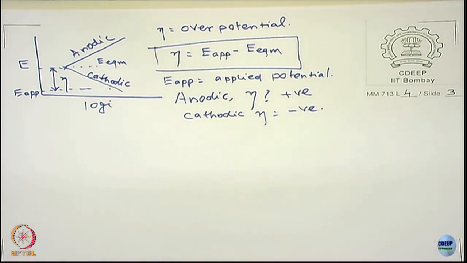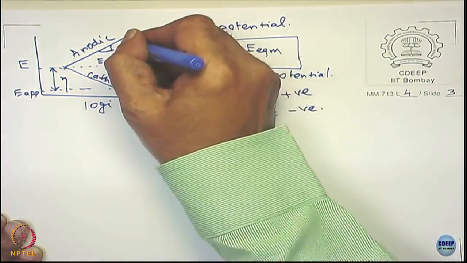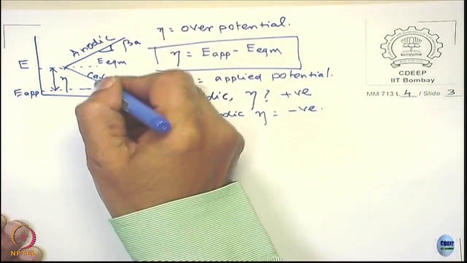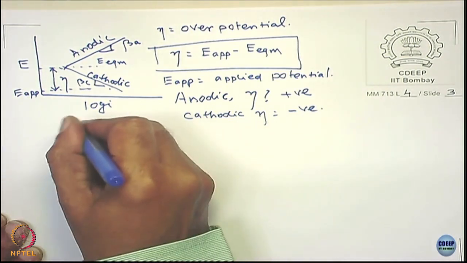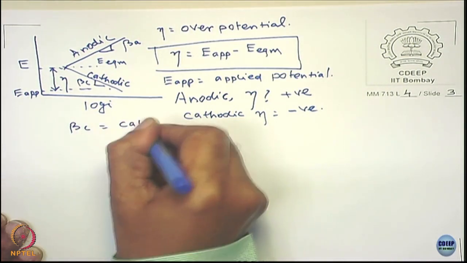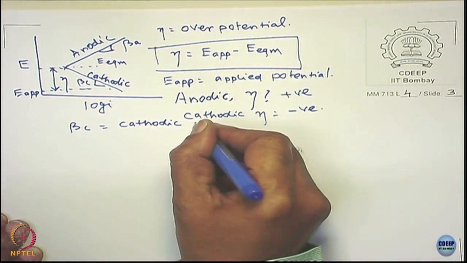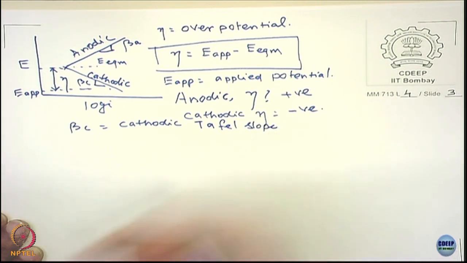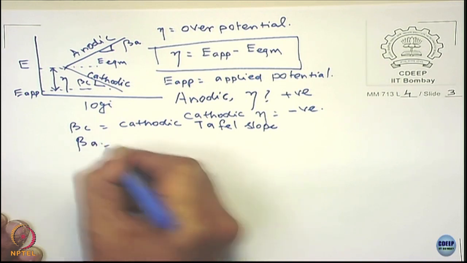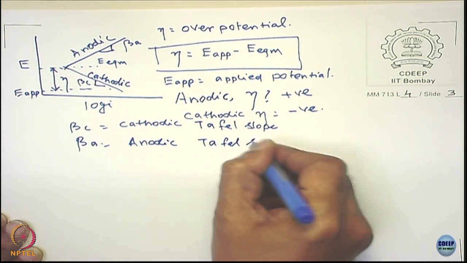Now, you have been asking the question before, what is this? This is a slope. I call this beta A, and this is a slope, I call this beta C. So, beta C is the cathodic slope. But please use the term Tafel slope. A is equal to anodic Tafel slope.